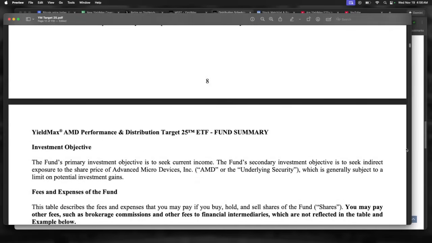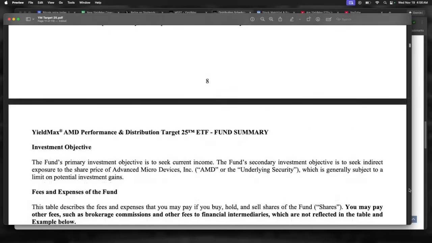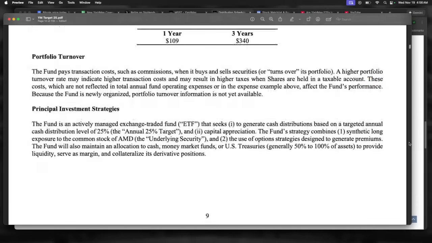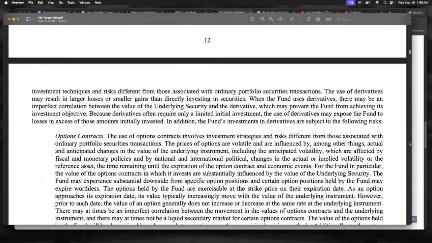All right, and that's it. So I think we just jumped to AMD? Yeah, so here's AMD. See, AMD is 1.07. So it looks like the fund operating expenses. Let's keep going. Let's see what other ones are.